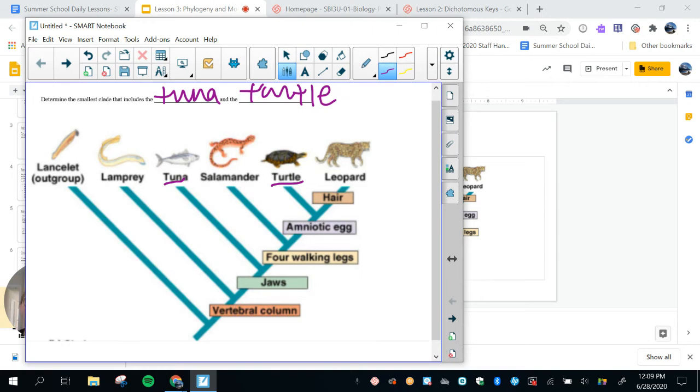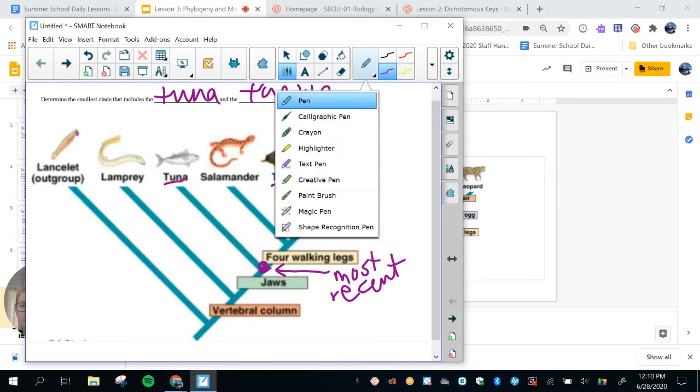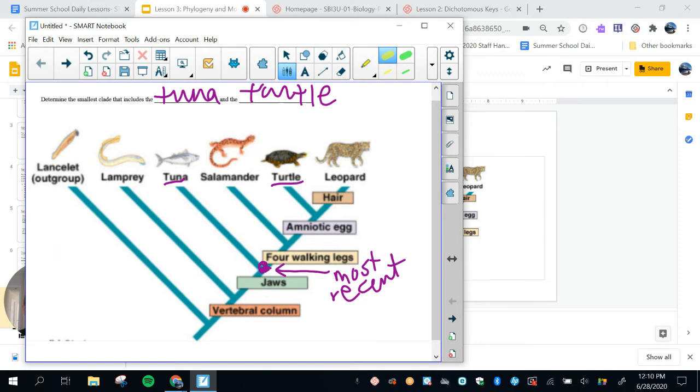Now, when I trace back and look for the node, it would be this node right here. So this is the most recent common ancestor of those two organisms. So when I'm drawing the clade, what I'm really trying to do is actually highlight or group that most recent common ancestor as well as all of its descendants. So everything that came from that ancestor. So what I do is highlight it like this. So this represents a clade, the smallest clade that includes the tuna and the leopard and the turtle, excuse me.